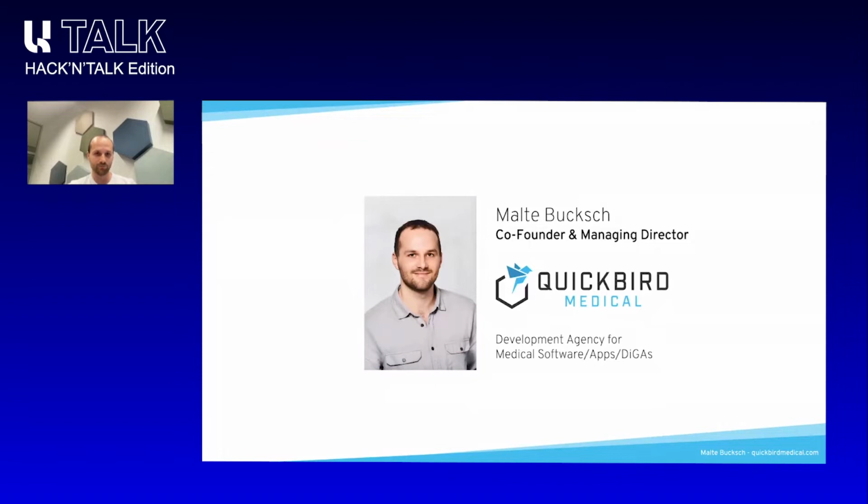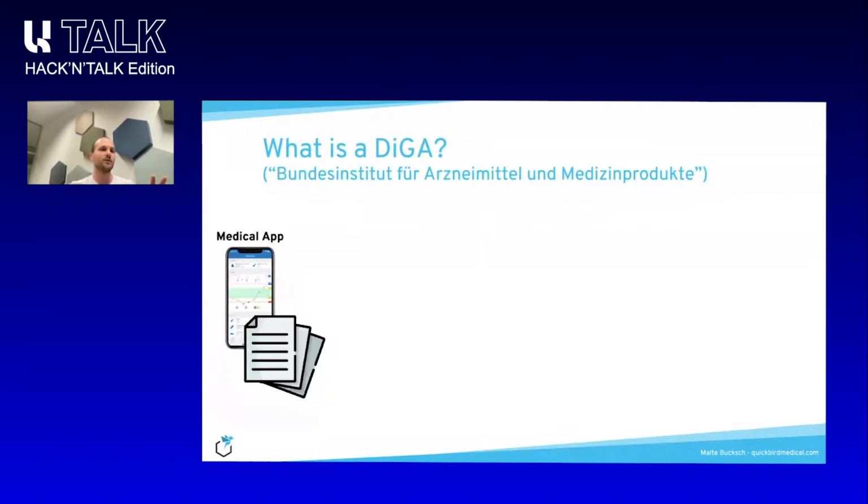And I will start with what is actually a DiGA. Maybe not all of you know, so I will just give a very brief recap. Basically a DiGA is your medical app that is focused on a patient and fulfills a certain set of criteria in order to get reimbursed by insurances. So you have a medical app and a lot of documentation on why you fulfill the transparent criteria that the regulatory authority, the Federal Institute for Drugs and Medical Devices, gave out.